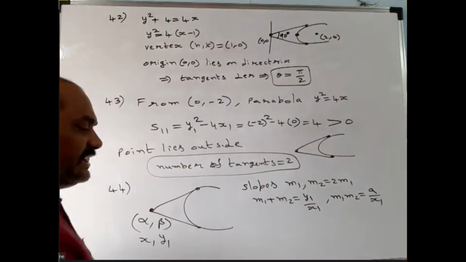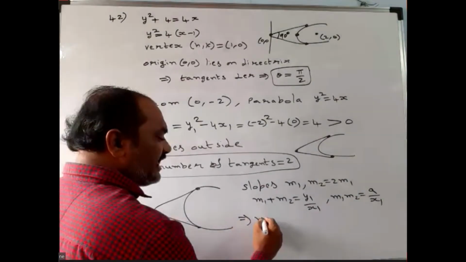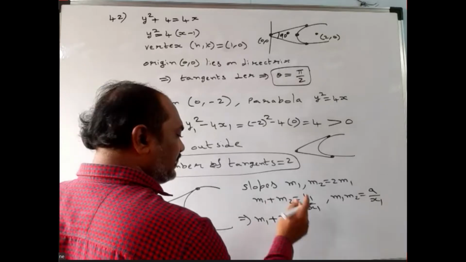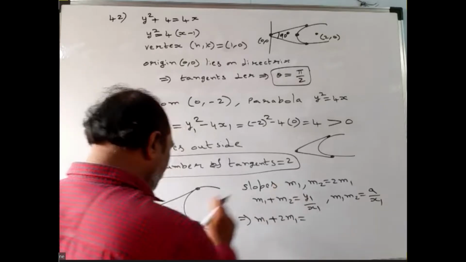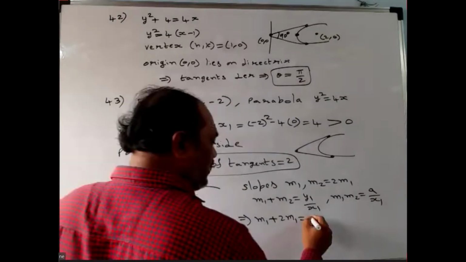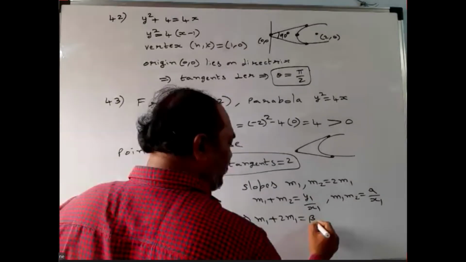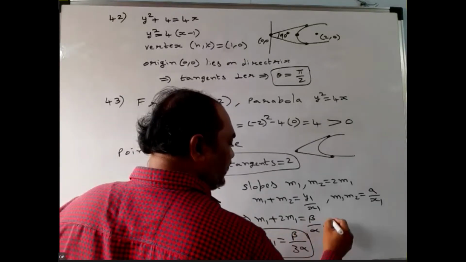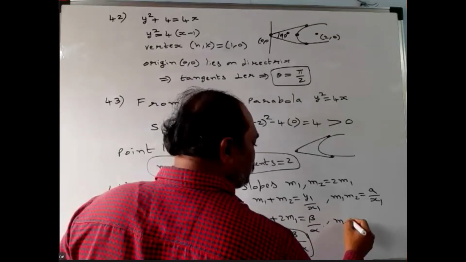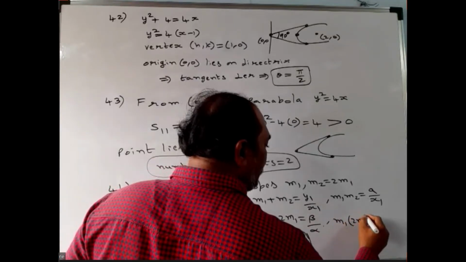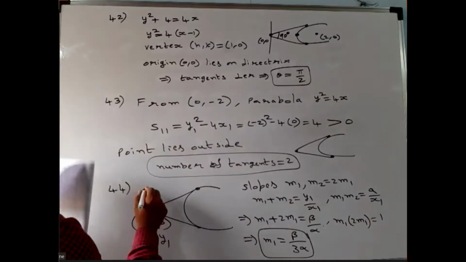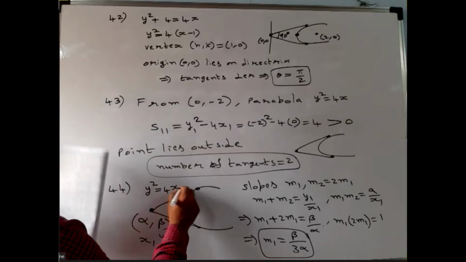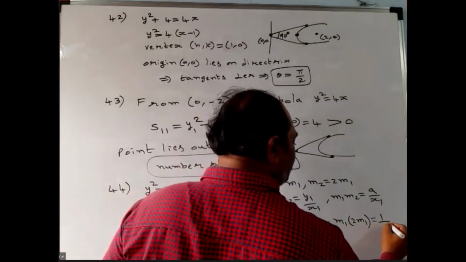Here, m1 plus 2m1 is beta by alpha. That implies 3m1 is equal to beta by alpha, so m1 is beta by 3 alpha. Here, m1 into m2, that is 2m1 squared, is equal to a by x1. What is the parabola equation? y squared is equal to 4x, so a value is 1, and x1 is alpha.